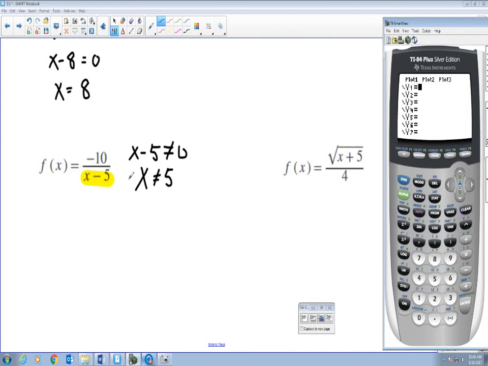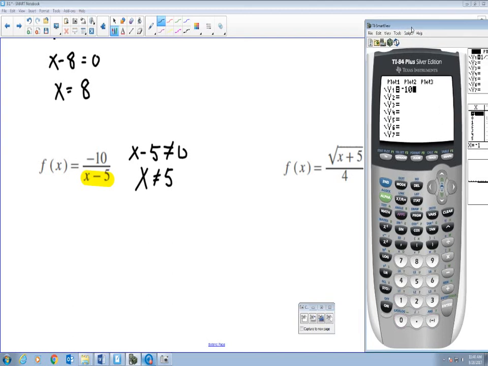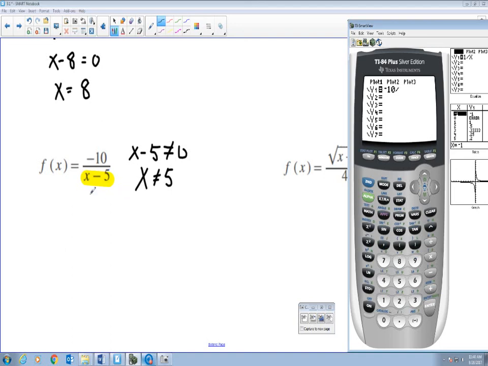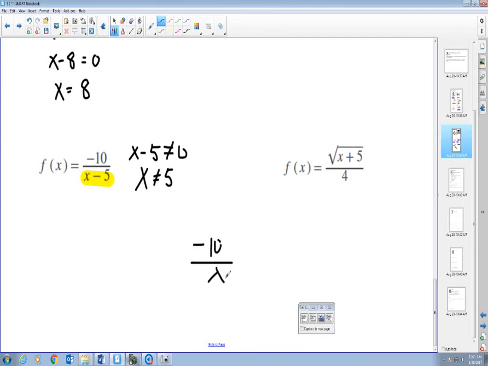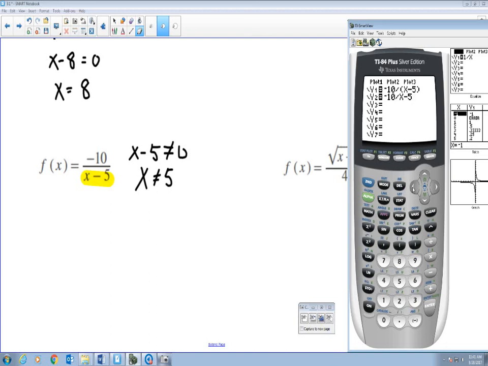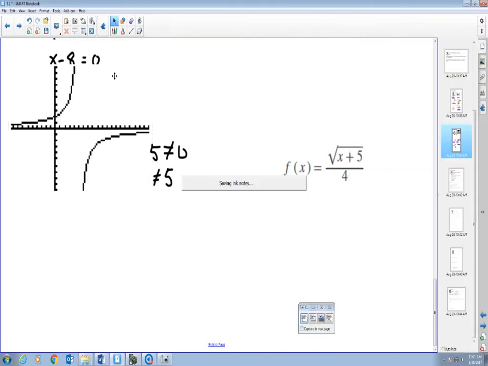So let's graph this one and take a look. The numerator is only one term. I can simply type in negative 10 divided by, and the denominator is two terms, representing one denominator, so put them in parentheses. If you type in negative 10 divided by x minus 5 without them, calculators see that as negative 10 over x, then minus 5 on the side. Totally different. Alright, so if I graph it, this is not a bad picture. I was going to change my window back to standard, but this is not a bad picture. I'm going to go ahead and use it.